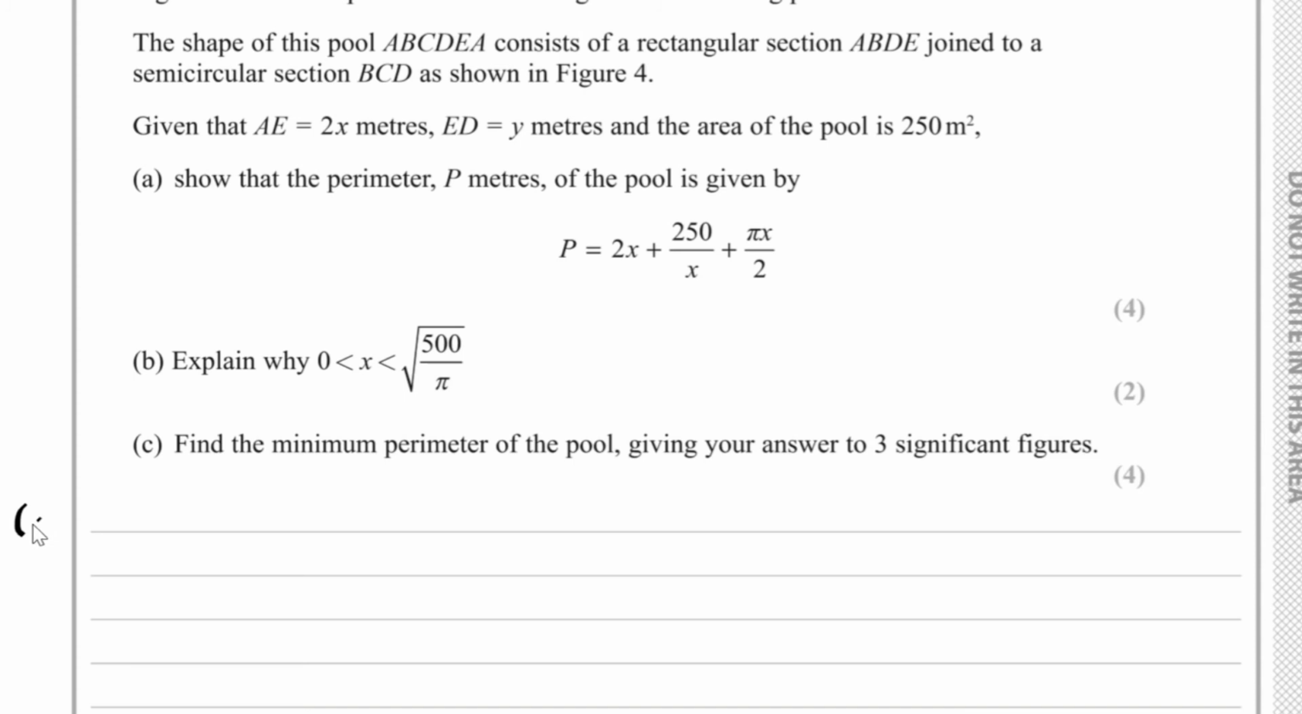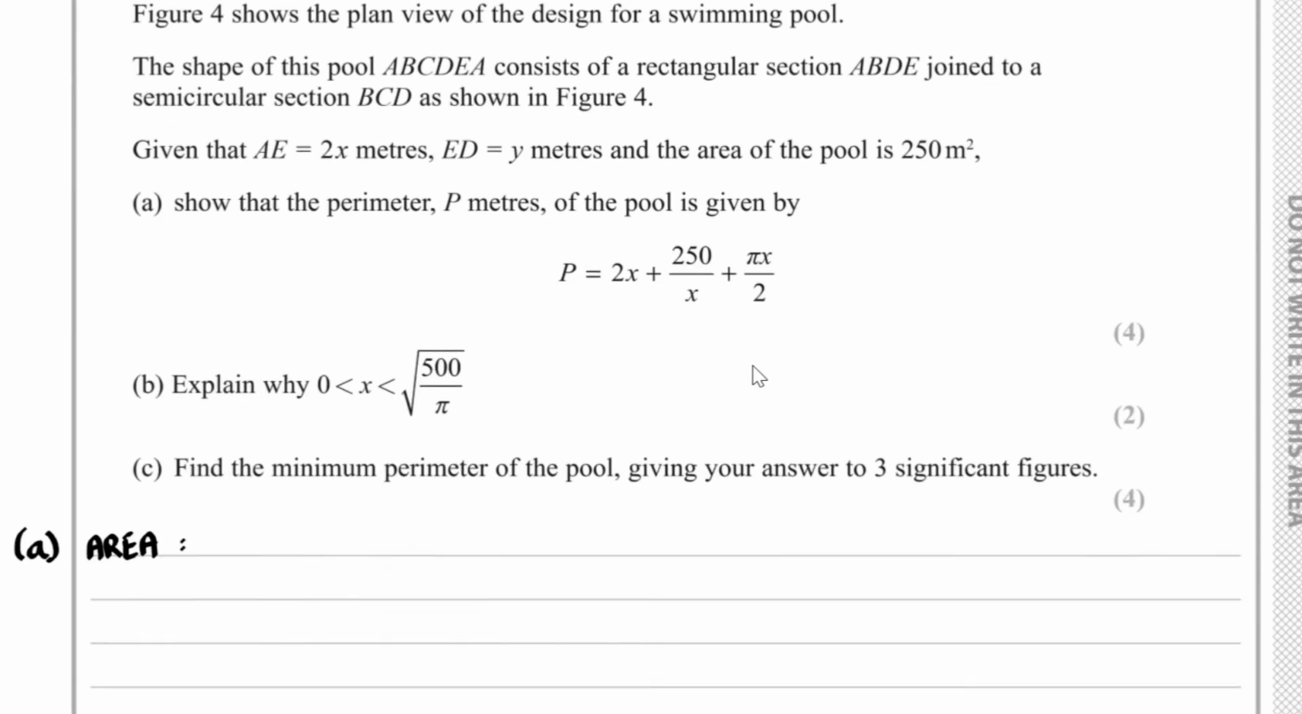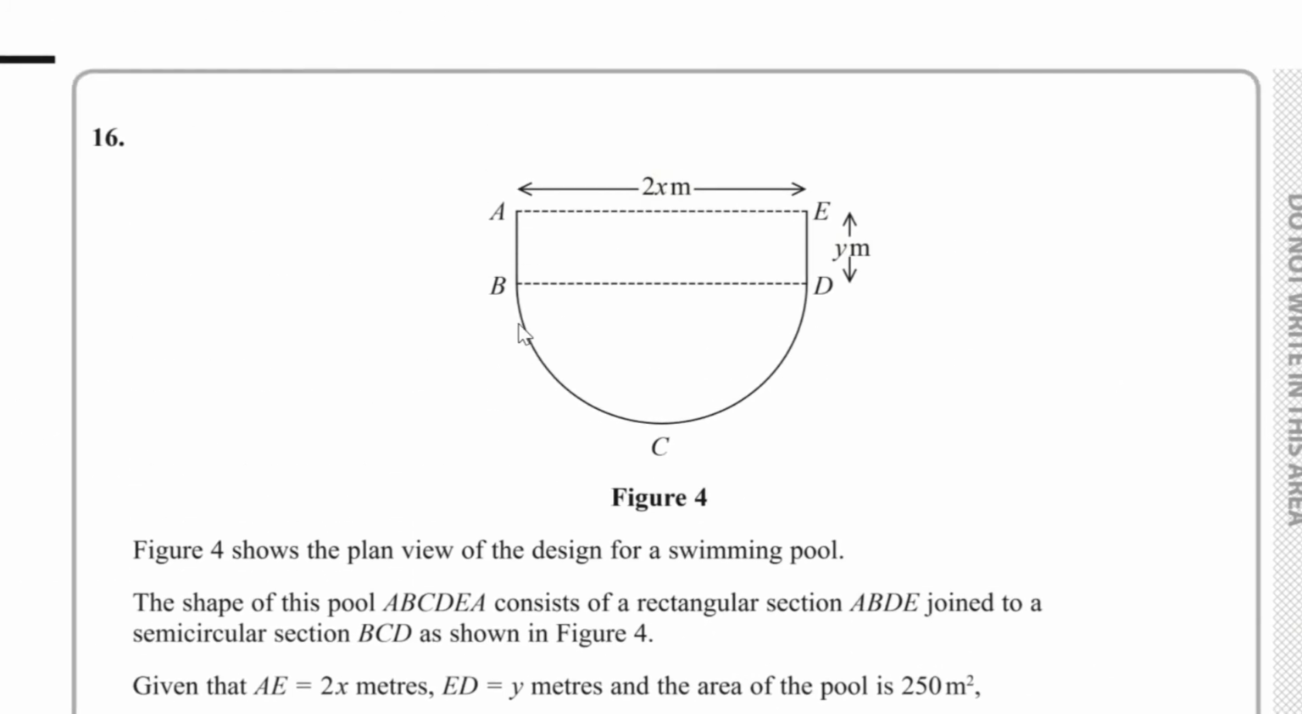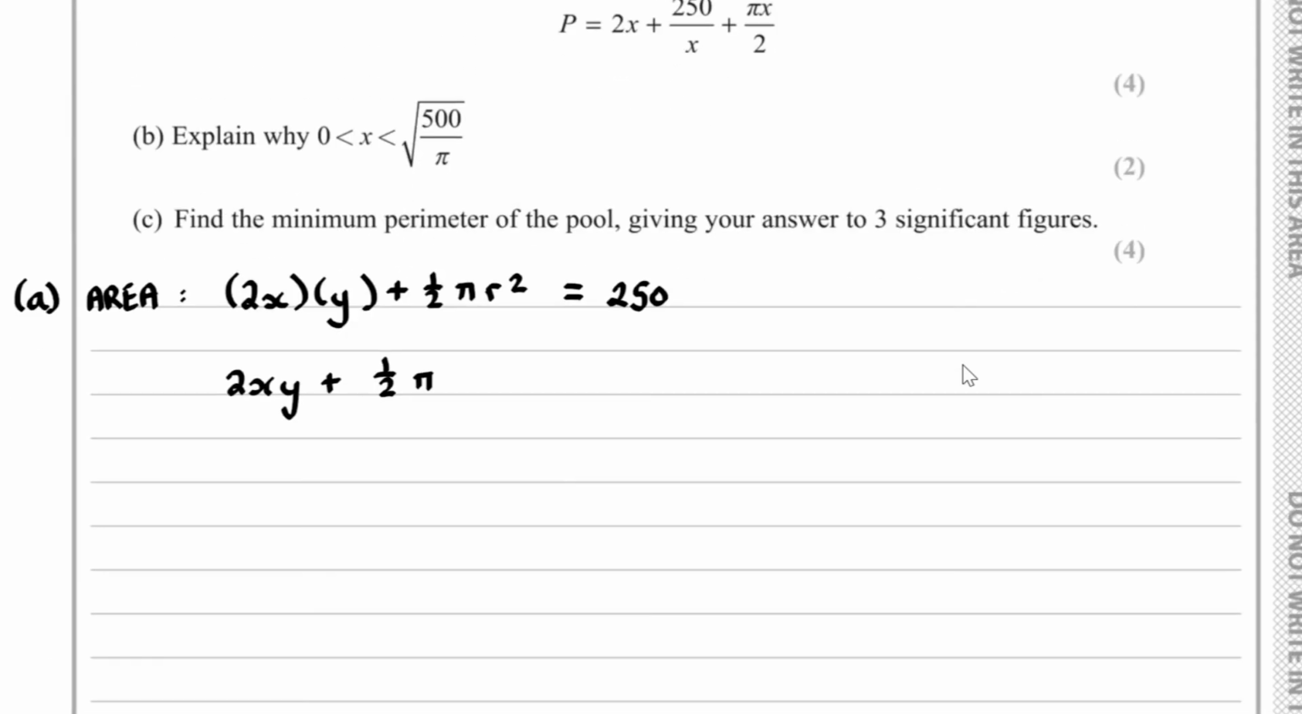So to find the area, I have the area of the rectangle, which is 2x times y. Then I've got the area of the semicircle, 1/2 pi r squared, and this is equal to 250. So I've got 2xy plus 1/2 pi. Now r over here will equal x. If AE is 2x, half of that will be x. So the radius is x. So I add on 1/2 pi x squared. The result of this is 250.